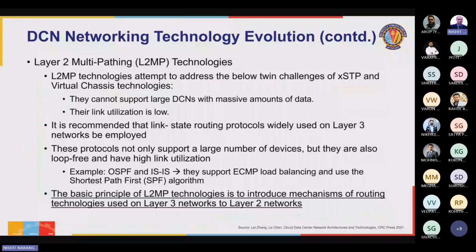The next evolutionary technology, once again in the access aggregation core topologies of the data center network, and this was a major jump in terms of the technology, was the introduction of a layer 2 multipathing technology, or L2MP. Now, they sat down and said, okay, what is the fundamental problem that we are facing in this access aggregation core network topology? The fundamental problem is the broadcast storm.